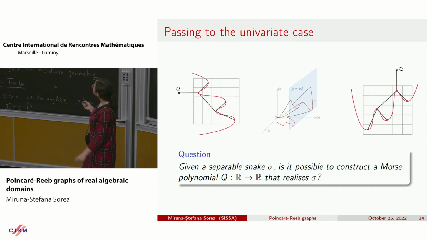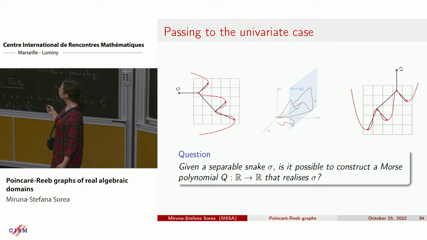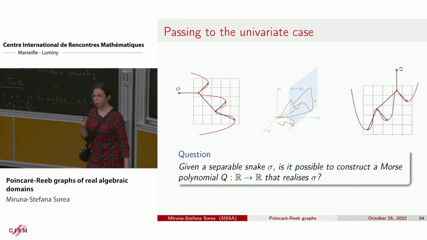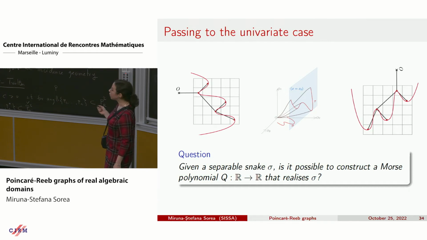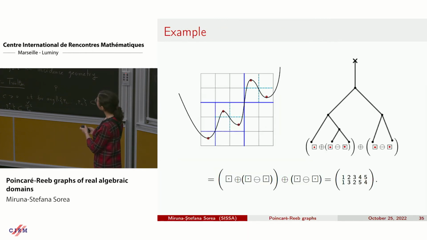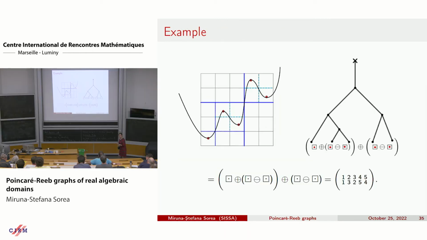So now the question becomes: given a separable snake, like here, can we construct a Morse univariate polynomial that realizes this graph, that realizes this permutation with its graph? The answer is yes, and let me show you how to do it on a particular example to understand better.